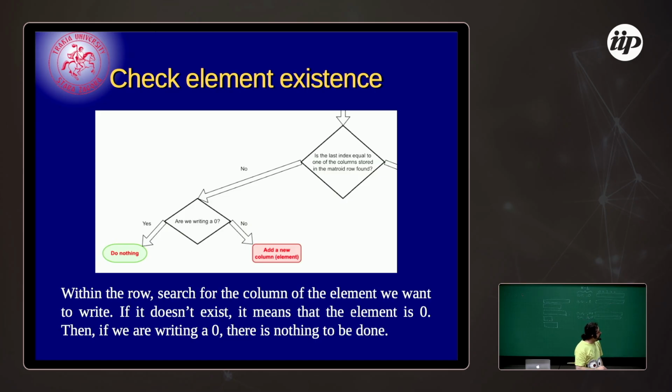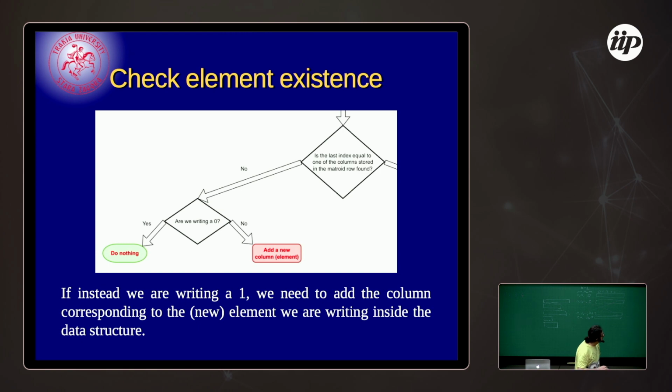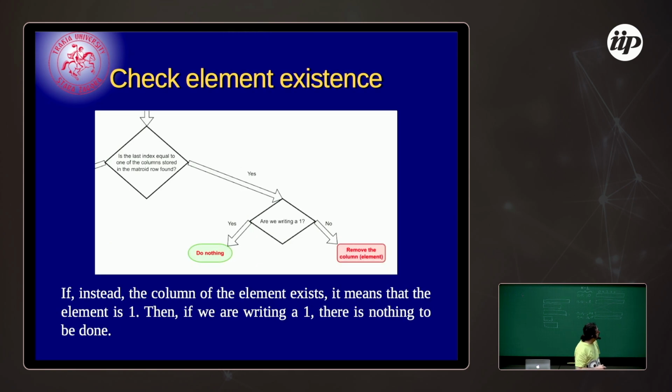And finally, of course, we go back up in this decisional tree and we go here. How about instead we already find that element? Let me jump up. There you go. Suppose we already find that element. So that element was already there. It means in the current state of the tensor, that element is a 1. And then we check, are we writing a 1? If so, there is nothing to be done because it's already there. Again, it's already 1, so nothing to be done.